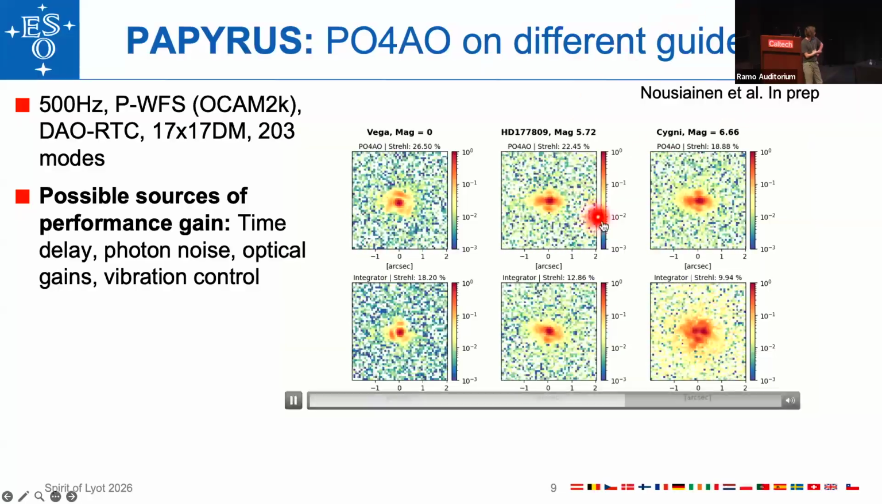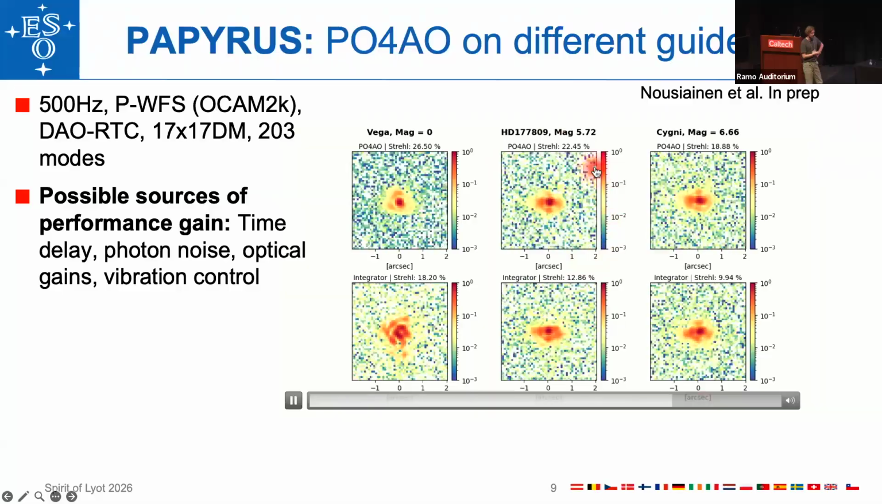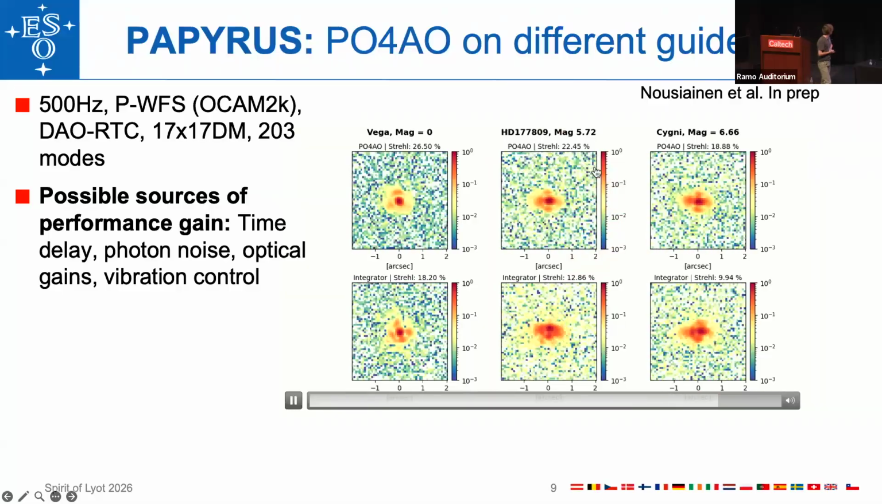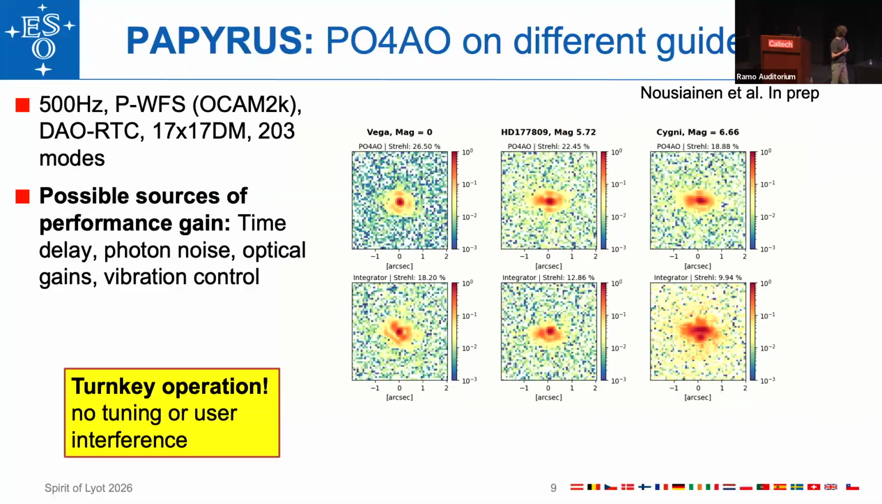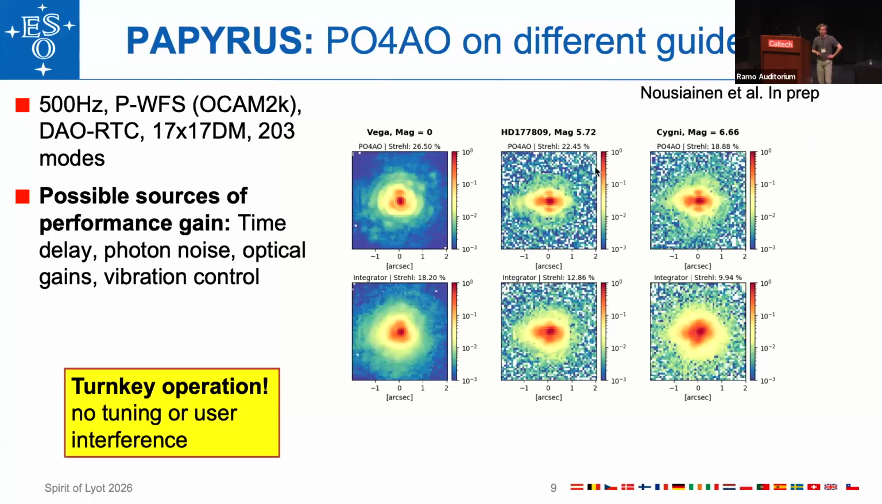For these PSFs, we have this astigmatism because we didn't correct the NCPA errors while we were running. And it's completely turnkey operation, so I didn't tune the algorithm at all. We just push the button and it's on.